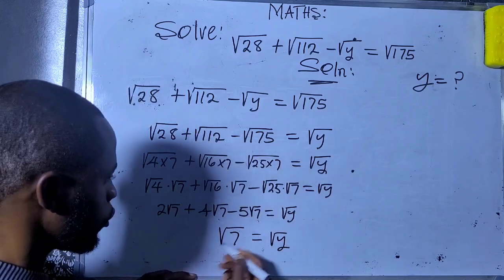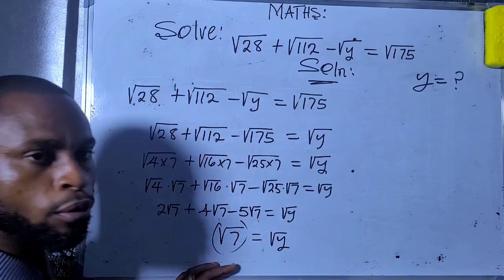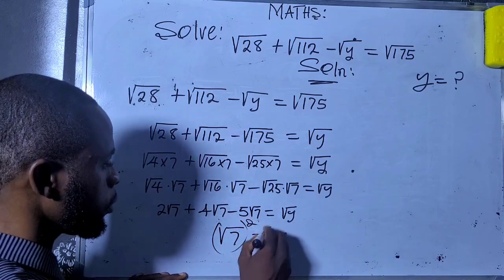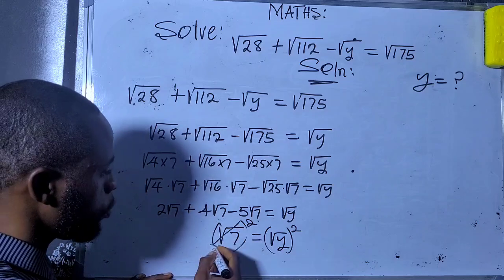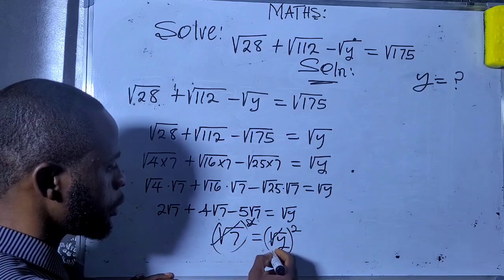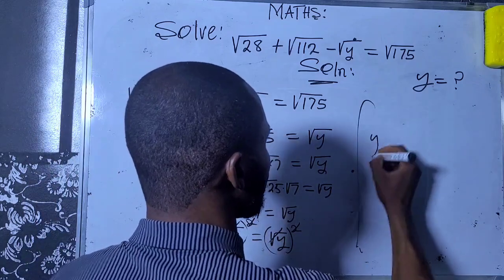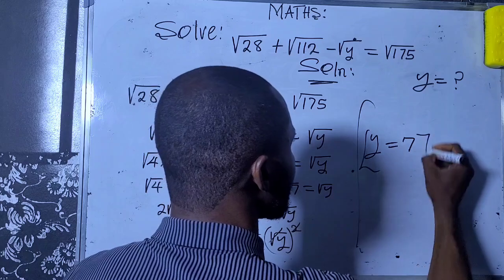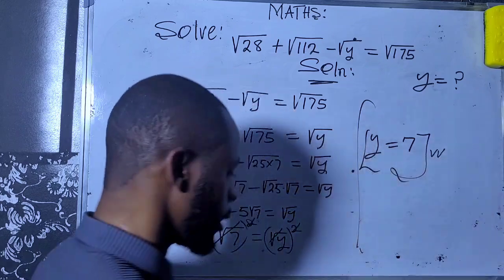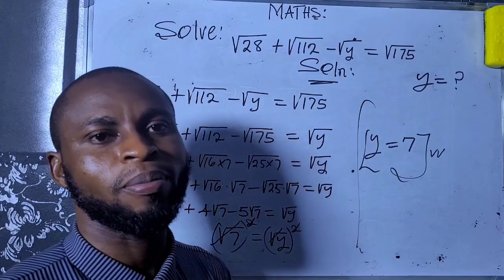Now, you can just square both sides of the equation to remove the radical sign. Then the square root will cancel out the square here, and the square will cancel out the square here. As such, we have that y equals 7. And this is the value of y that will satisfy this given radical equation here on the board.